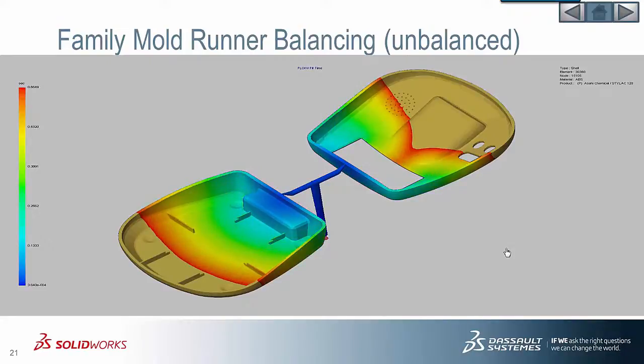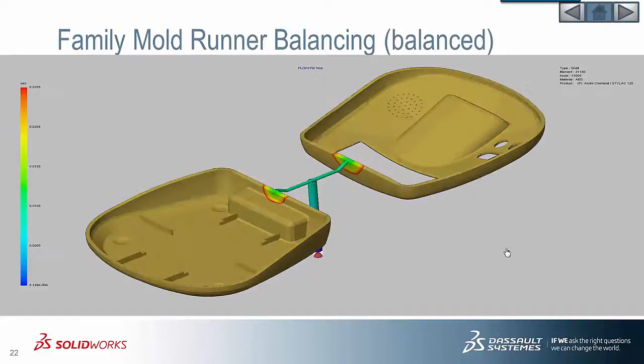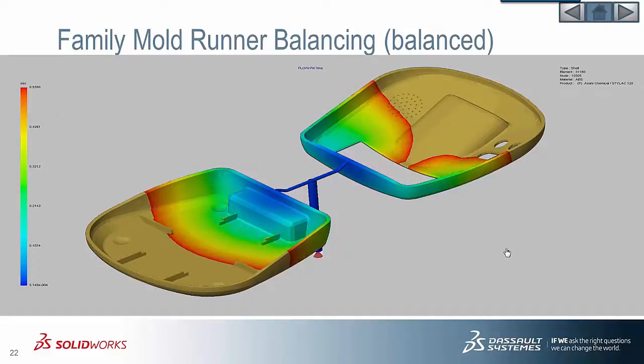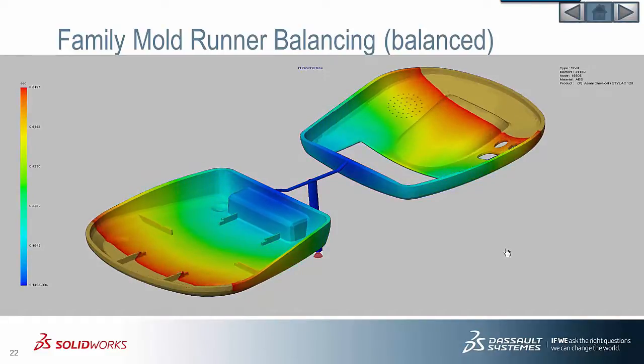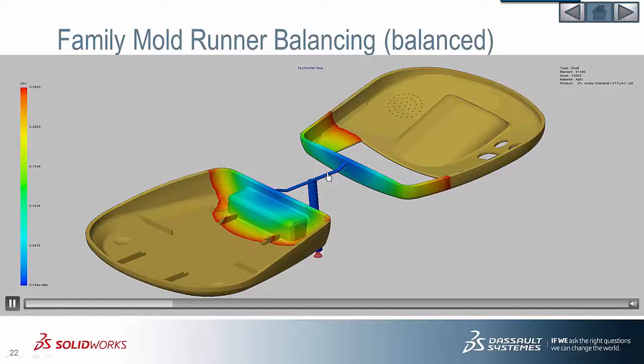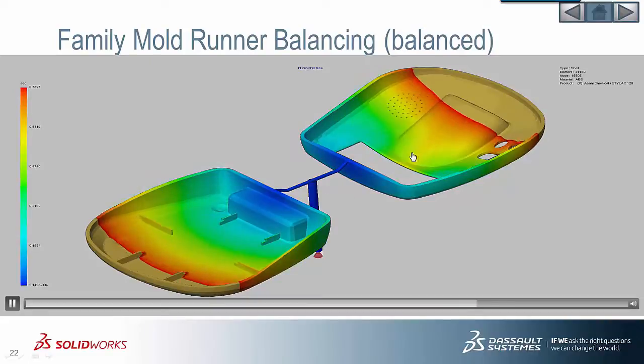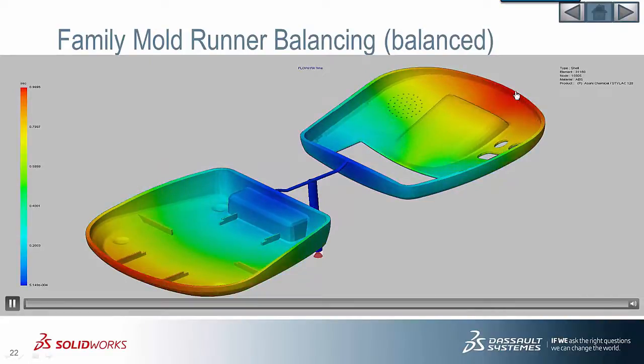In SOLIDWORKS Plastics, we have a runner balancing algorithm. In this case, it took about an hour to chug through and change the dimensions of our runner system so that they fill up in the same amount of time. When you're setting up this analysis, you choose max and min diameters for your sprue and runner system, and then how closely they have to match at the end for the fill.